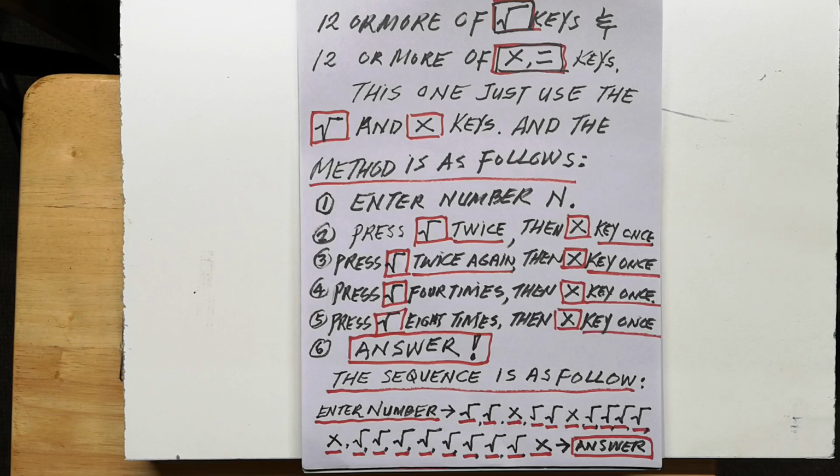The sequence is as follows. Enter the number, and then 2 squared key, and then 1 multiply key, 2 squared key again, then 1 multiply key, 4 squared key, and 1 multiply key, and then 8 squared key and 1 multiply key, and you got the answer.